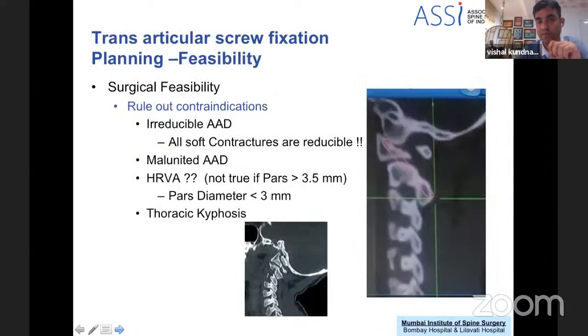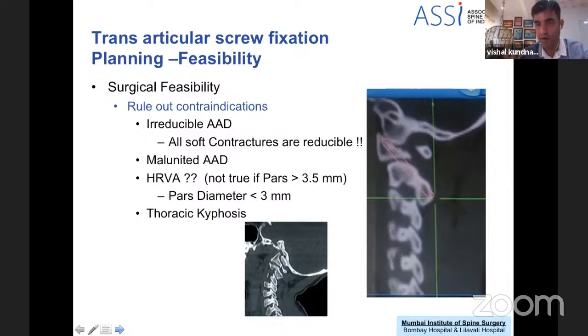So what do I mean by surgical feasibility? The primary rule of transarticular screw is that you have to have a reducible atlantoaxial dislocation. Transarticular screw is contraindicated in a patient where you are not able to achieve reduction. And like Mihir said, I thoroughly believe that there is nothing called irreducible atlantoaxial dislocation unless there is a bony contracture, a bony block or a dysplastic C1, C2 joint. If there is no dysplasia of the bony elements in C1, C2, and no bony contracture, I think all the irreducible AADs are reducible ones.